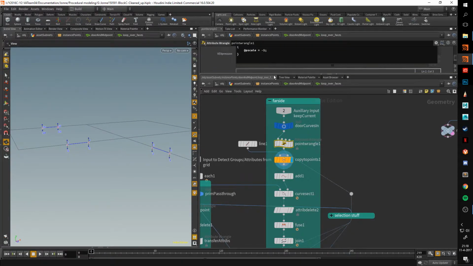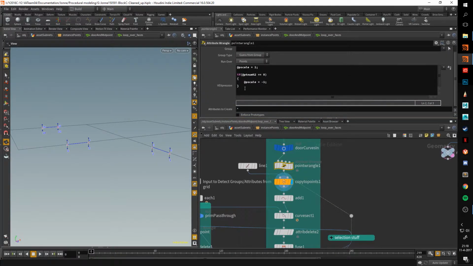Now this little VEX node here, or wrangle node, what it basically does is check to see if the point number is divisible by 2. So it uses an integer division. It's either going to return 0 or 1, and it flips the points around. The reason I do this is to make sure that the points are alternating. So if I turn this off, actually let's turn off the primitive numbers. If I flip it on and off, you can see that some of the point numbers alternate.